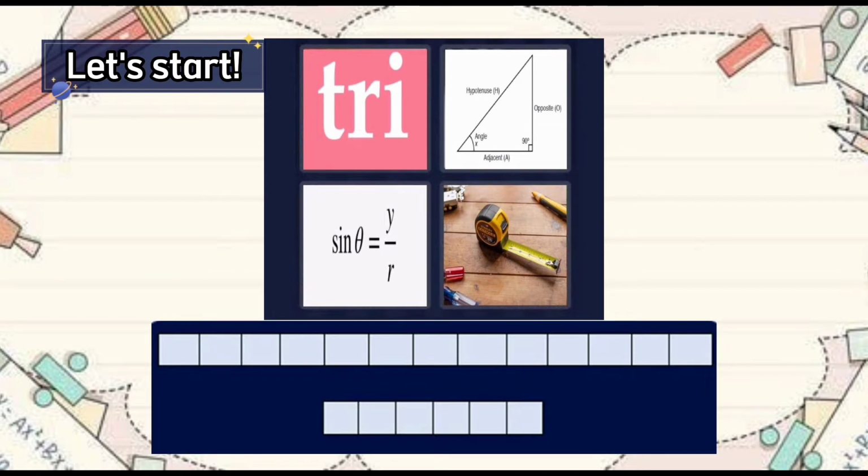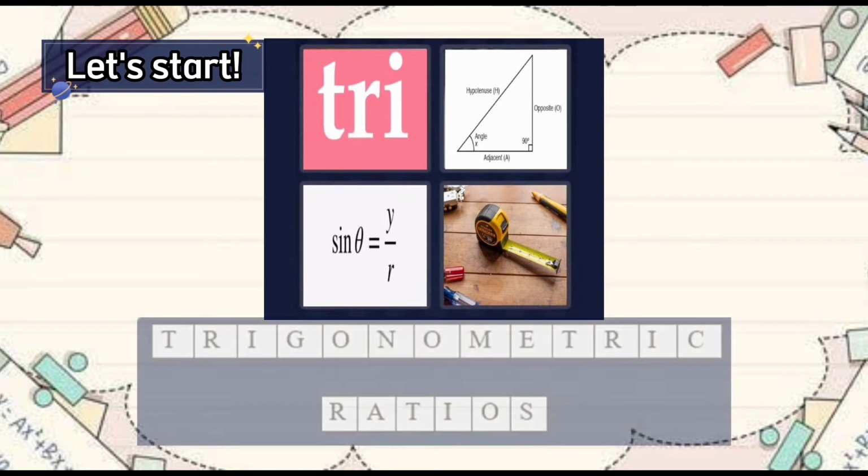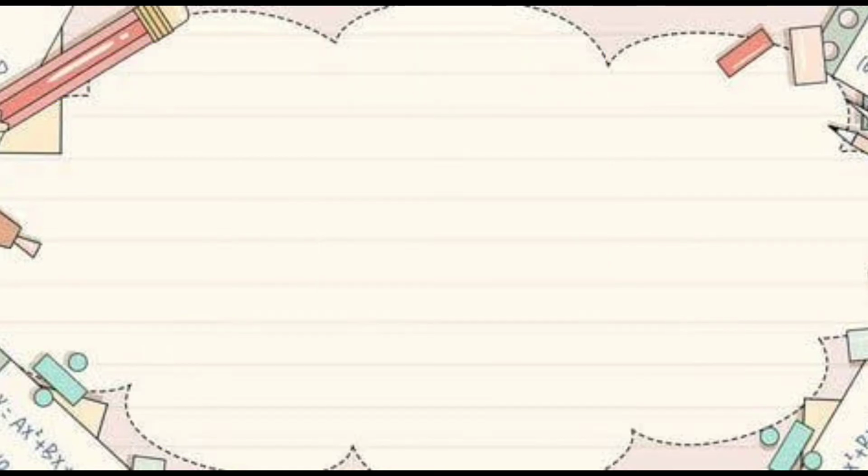Okay, meron din tayong mga clues sa mga words, which has 2 words. Sa first word, merong 13 letters, and the second word has 6 letters. So what do you think is the answer, class? Very good! Trigonometric ratios.